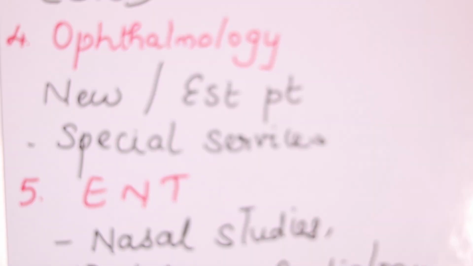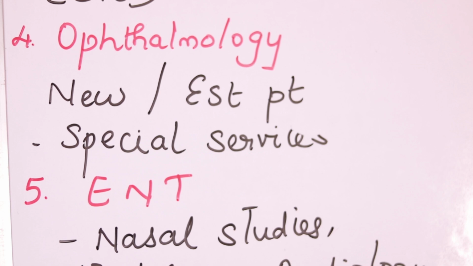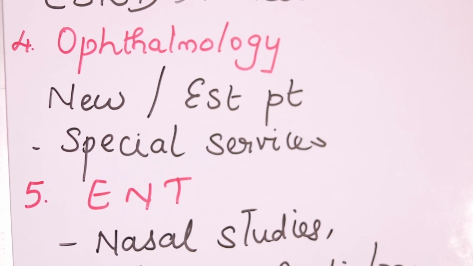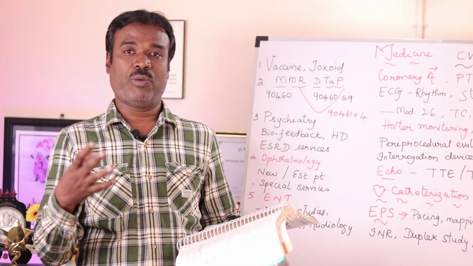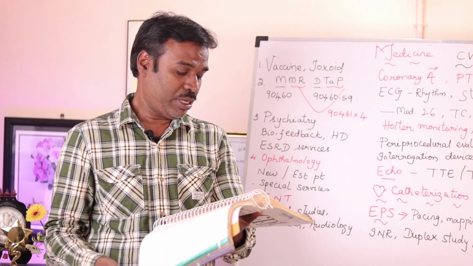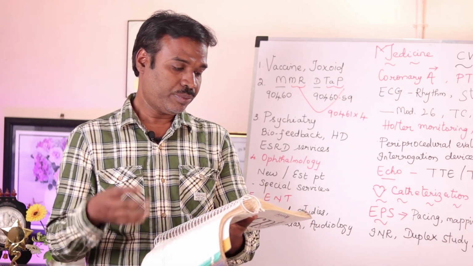So 92235 is for a fluorescent dye, 92240 is for an indocyanine green dye, whereas if the provider is using both, you can report 92242.